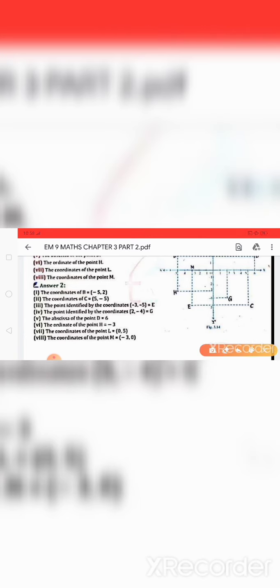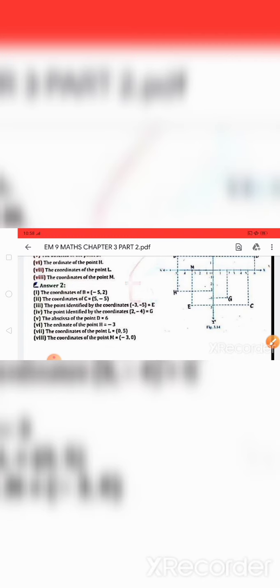Last, question number 8. The coordinate of point M. We have to write the coordinate of point M. First we find where our point M is. Our point M is on the x-axis in the negative direction. When a point lies on the x-axis, its y coordinate is 0, and the distance on the x-axis is 3 units in the negative direction. So we write the abscissa for point M as minus 3. So in the answer we write the coordinate of point M is (-3, 0).